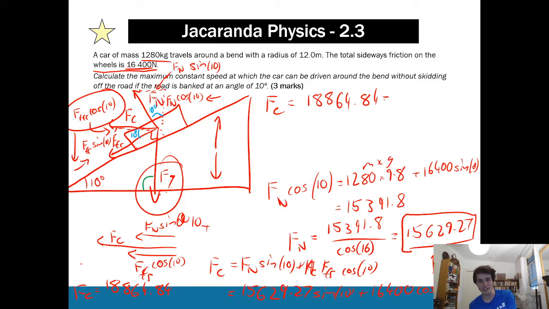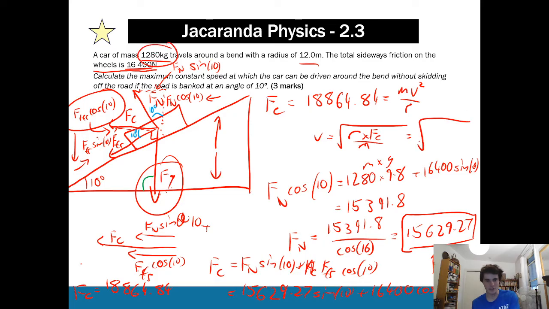Now, we can finally use the good old-fashioned centripetal force formula, mv squared divided by r. Just as a heads up, the reason we couldn't use this from the start was because we didn't know what v was. We couldn't solve for our centripetal force if we didn't know v. We are trying to solve for v, so we can rearrange this equation to say v is the square root of r times our centripetal force divided by the mass. And now we can sub in some numbers. Our radius is 12 meters. Our mass is this huge number here. Our centripetal force is what we calculated up the top.